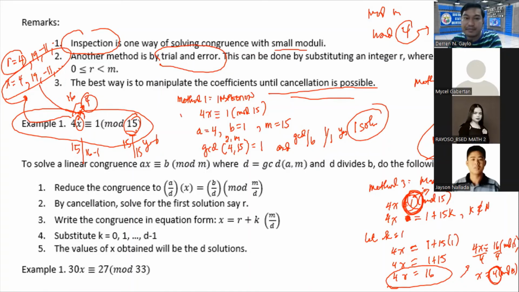Sige, let's have another example anang mag-manipulate bitaw og kuan. Okay. Sige, try na nato ha again. You want another example?